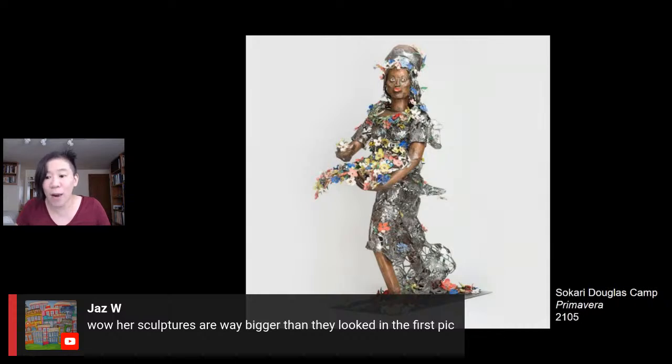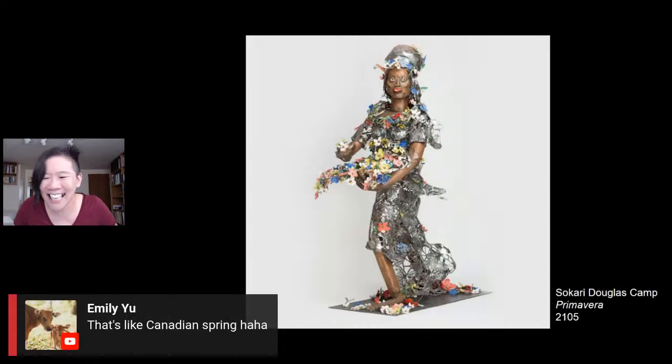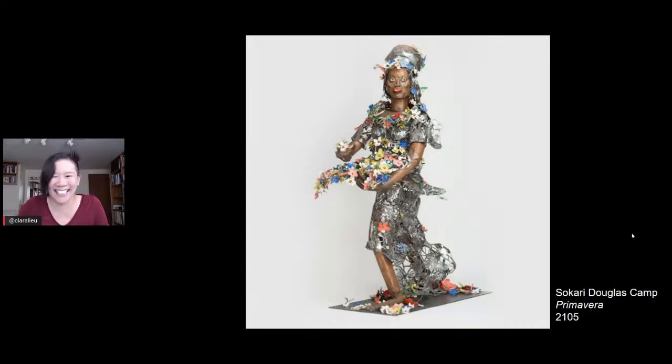Yeah, Jazz says, wow, her sculptures are way bigger than they looked in the first picture. I know sculptures really do not get represented well online and in digital photos, but look her up. Her work is really outstanding. Emily says, that's like Canadian spring. I love that. That's hilarious.